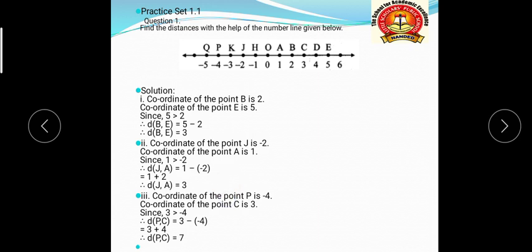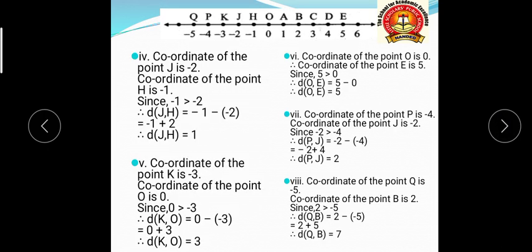Now the P, C. What is P? The coordinate of P is minus 4 and C is 3. So how to find it? 3 is greater than minus 4. Therefore distance of P, C is equal to 3 minus (minus 4). You will get the distance of P, C is equal to 7. So this is a simple way to find the distance between any two points whose coordinates are given on a number line.